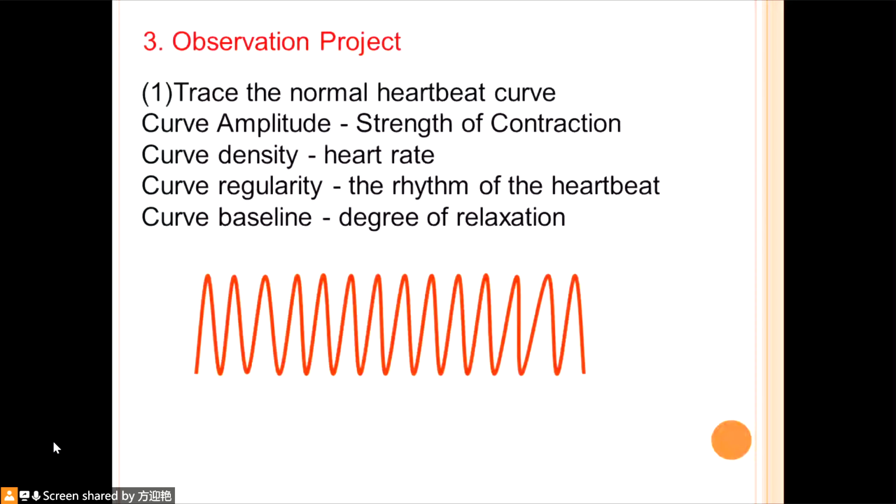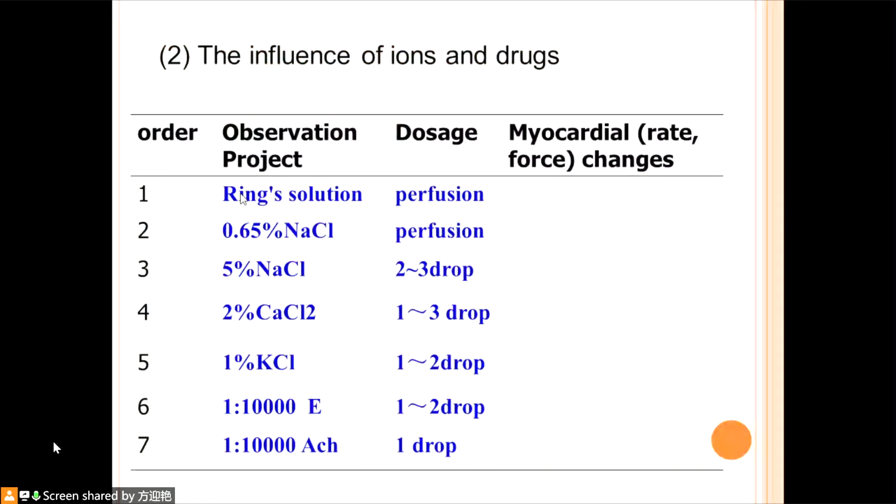Yes, teacher. Okay, and then we will observe the curve and compare it with the normal curve, and then we will add drugs into the Ringer's solution. First, with the Ringer's solution provision, we also record the myocardial force and rate change, and this is normal.